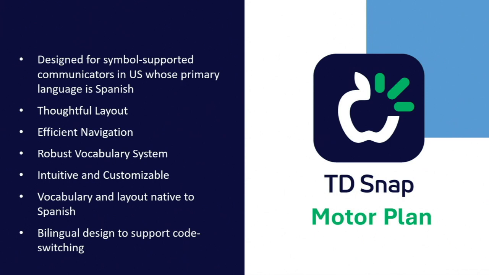So when we talk about the bilingual motor plan page set, again, you can see here it's designed for those symbol-supported communicators with this thoughtful design and layout. This robust vocabulary system, again, intuitive, so you can make those customizations for your communicators that need those, and we'll talk about why that will be important within this page set specifically. And then this bilingual design to support this code switching and this toggle back and forth for our communicators.